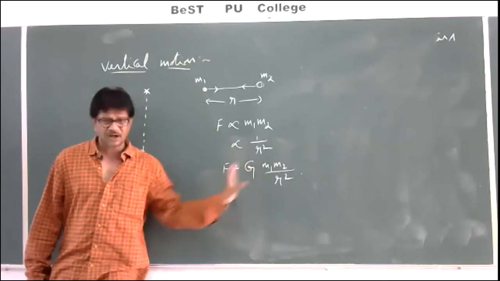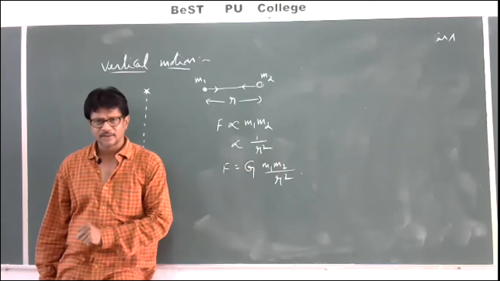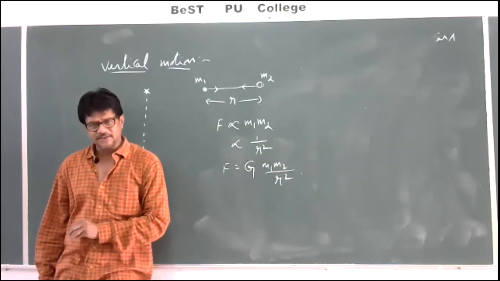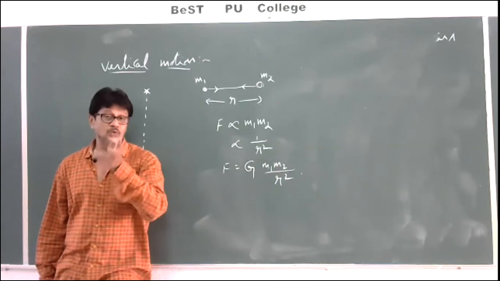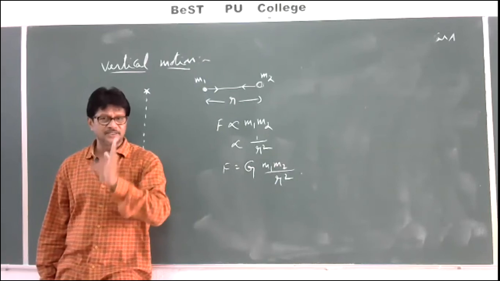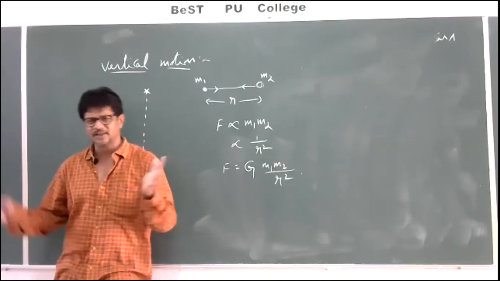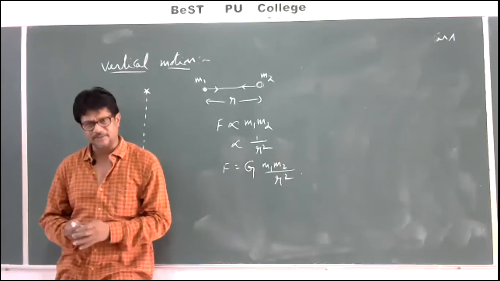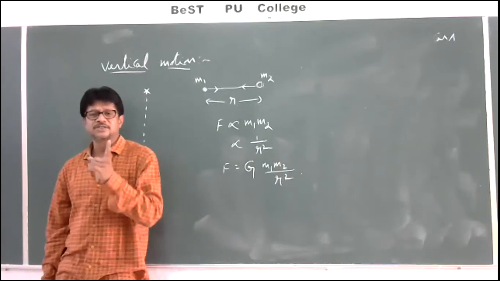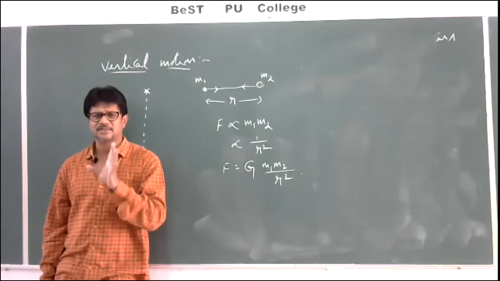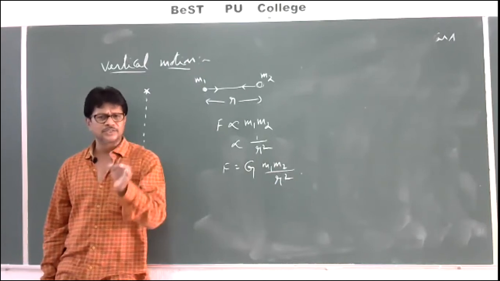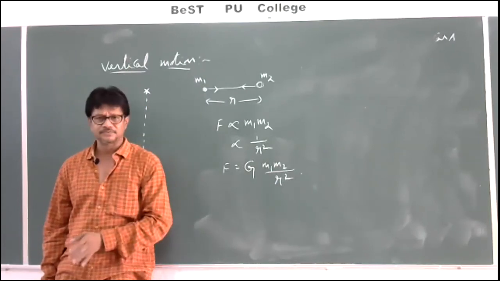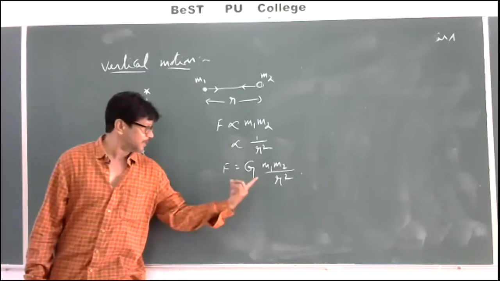So these are all things you might have studied. From there what I can say is, whenever two bodies are separated by a certain distance, definitely there will be a force of attraction. But that force is very small. Gravitational force is the weakest force in nature. So the force will be very small.